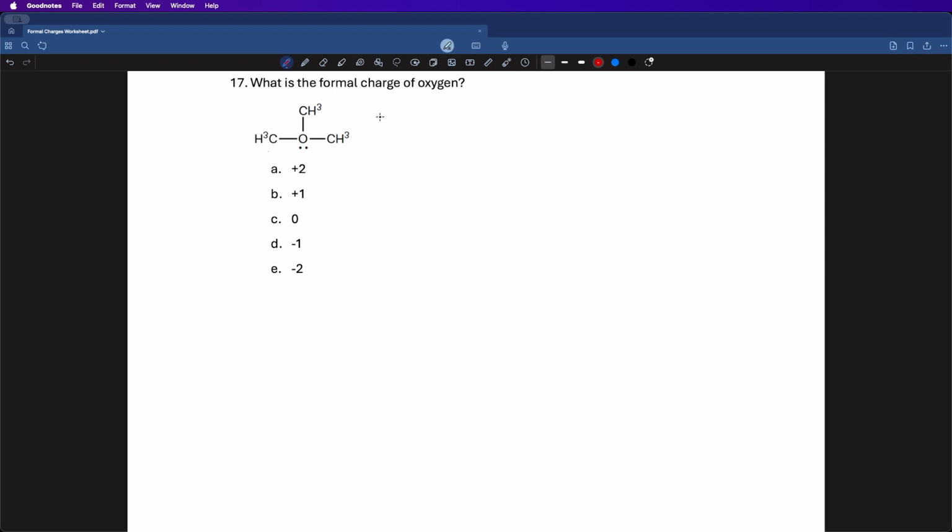The next problem: what is the formal charge of oxygen in this problem? Oxygen in this problem has 3 bonds and 1 lone pair. And so it has 1 more bond than what it prefers, meaning that it has a formal charge of +1.